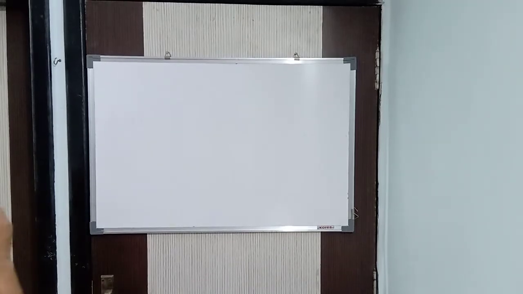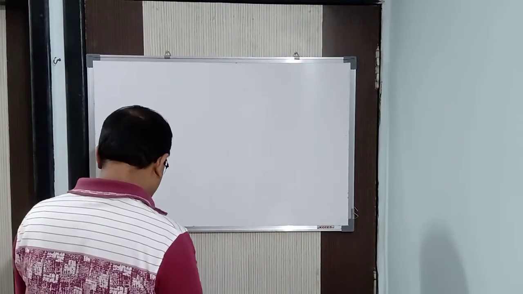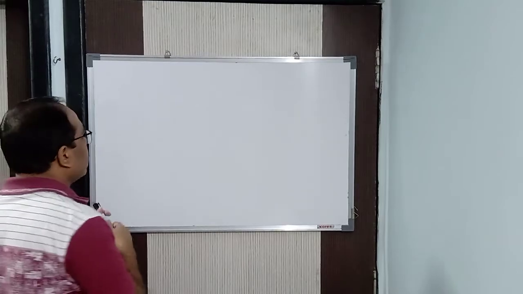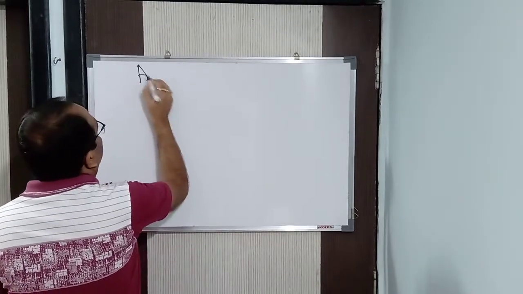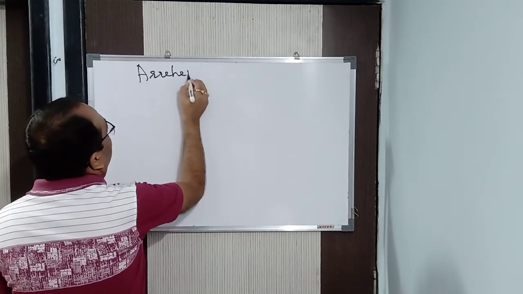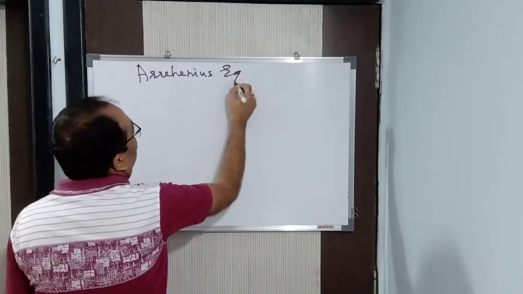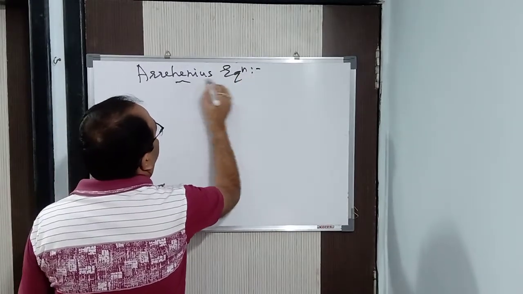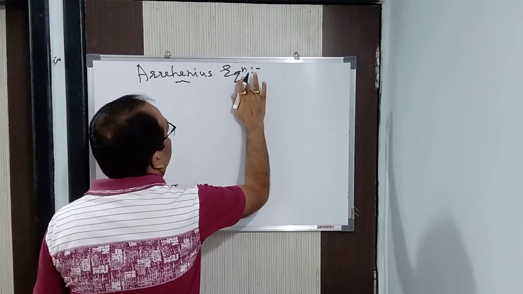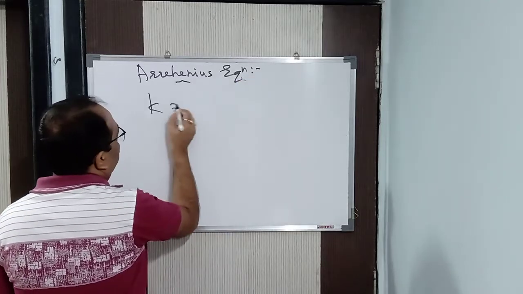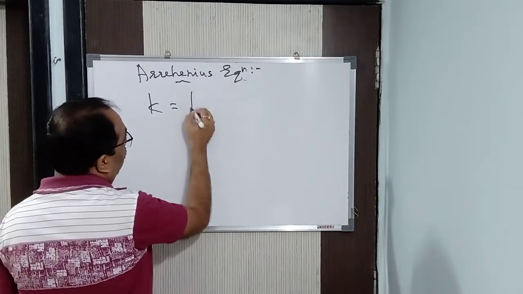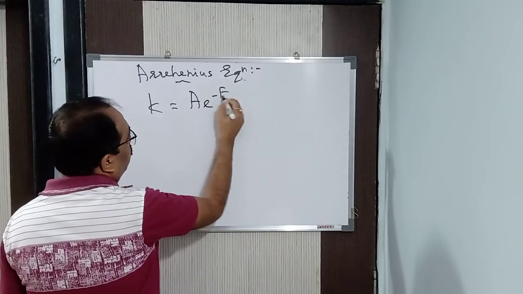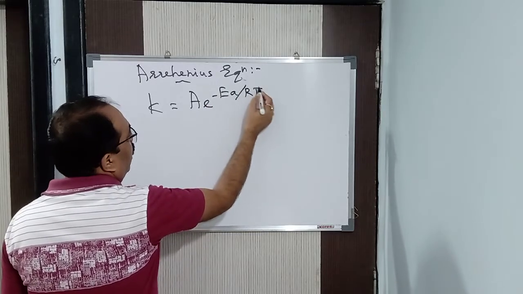Now, finally, we'll come to a particular equation that is called the Arrhenius equation. Arrhenius, A-R-R-H-E-N-I-U-S, Arrhenius equation, we can say that. So, what is that? See, the Arrhenius equation is in the exponential form: k is equal to A e to the power minus Ea by RT.